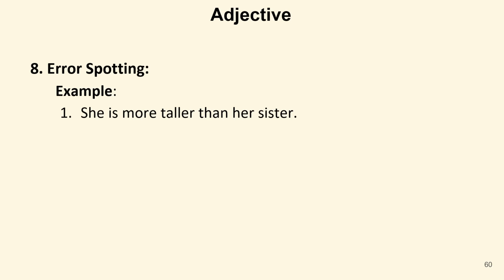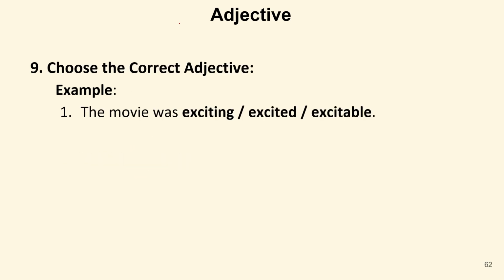Now we can also face error spotting. For example, she is more taller than her sister. We know we cannot use double comparatives. So more is removed, and the correct sentence will be she is taller than her sister. More taller is an error. We should not use the word more.